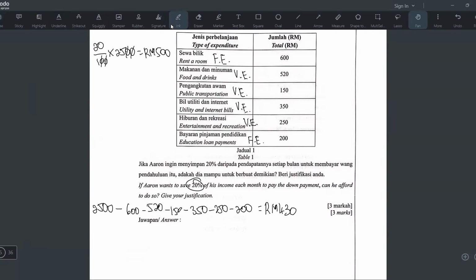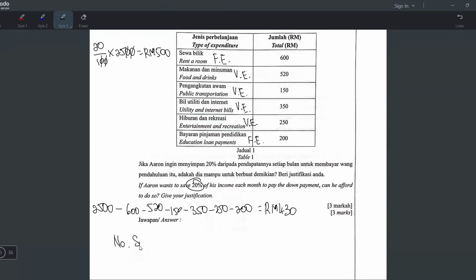So can he afford to do so? We say no lah. So we say no first, and then we explain the reason. Since 430, which is the cash flow, is less than 500, therefore he cannot afford to do so lah. Okay? He cannot afford to do so.